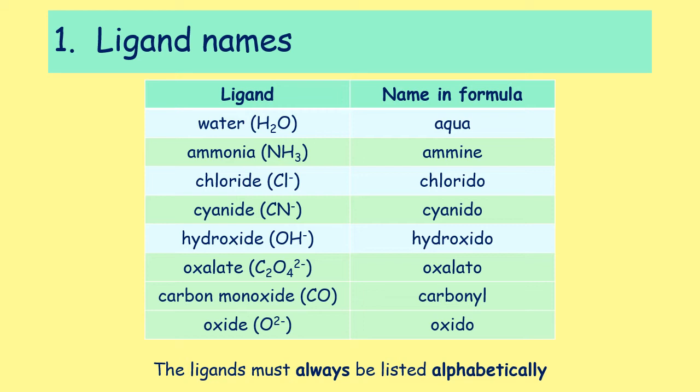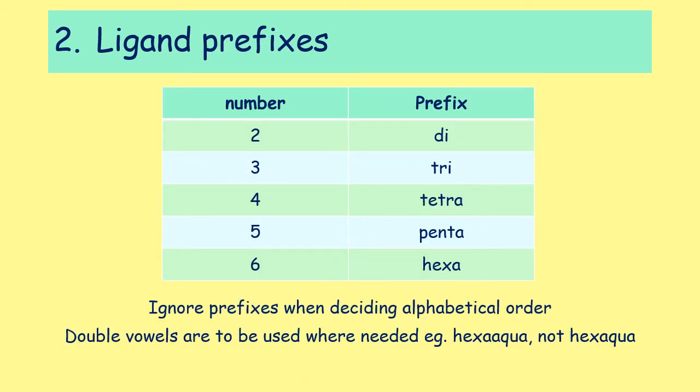And then when it comes to having more than one type of ligand in a transition metal complex, you organize them alphabetically. So ammine will always come before carbonyl, hydroxido will always come before oxido. They always go alphabetical. The next rule is the ligand prefixes.